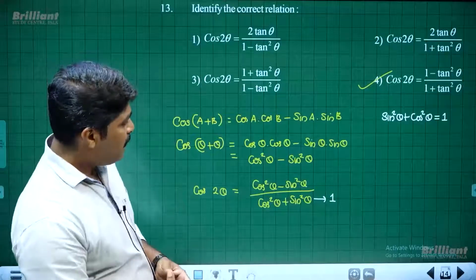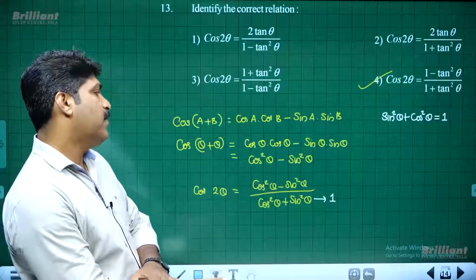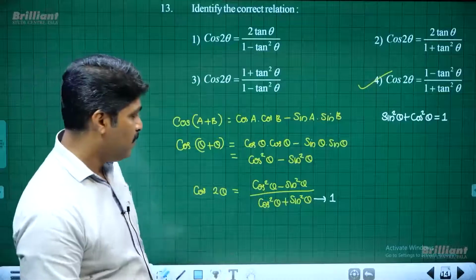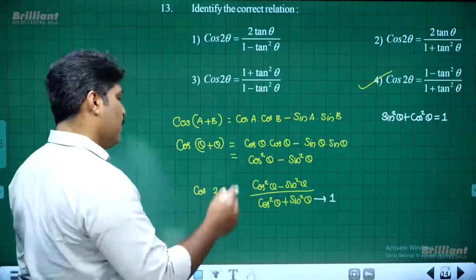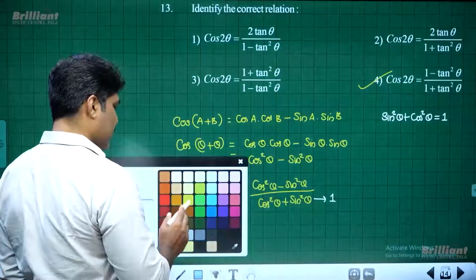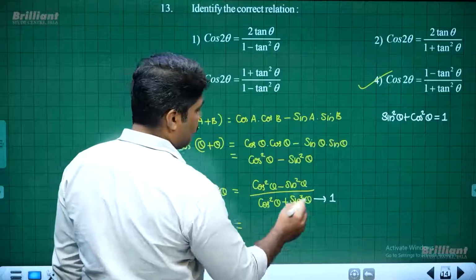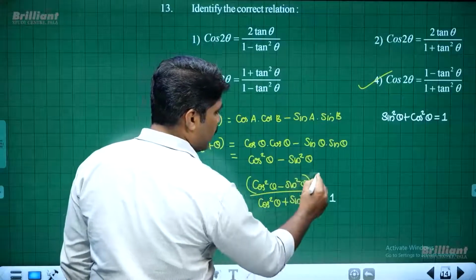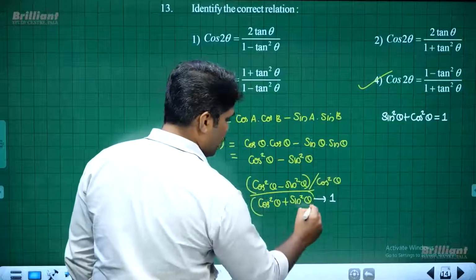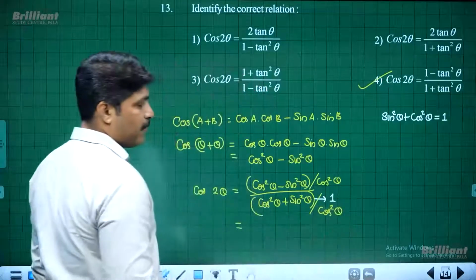Then after that, what can we do? We divide both the numerator and denominator by cos square theta on the right side only. Got it? So on the right side we are dividing both the numerator and denominator by cos square theta. This divided by cos square theta and this divided by cos square theta. That's a simple step.